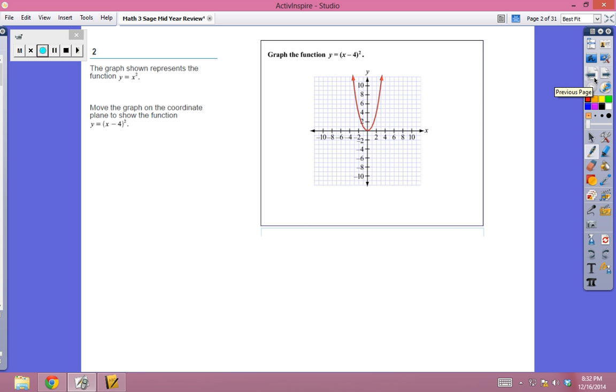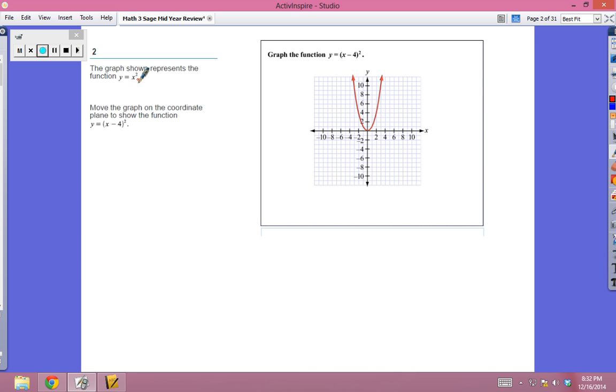Okay, number 2. They have graphed y equals x squared, and then they want to know what if you graph (x minus 4) squared. So your vertex form and kind of your translation form is the same for all families of functions.